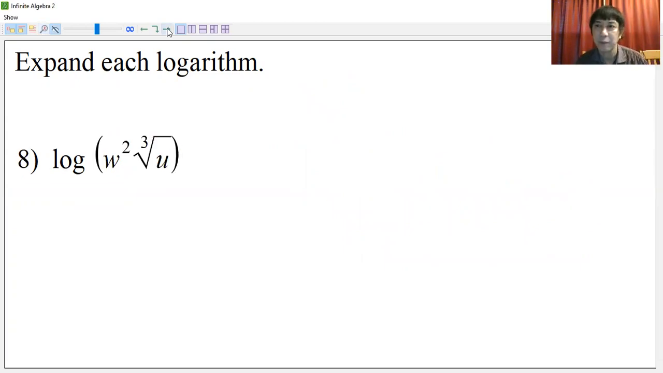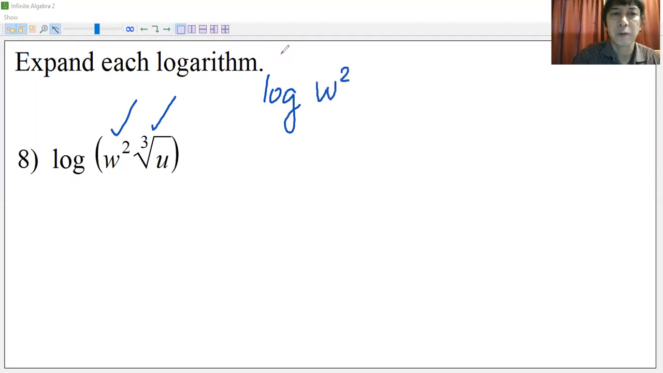Expand each logarithm, and we have logarithm of w squared cube root of u. That means w squared times cube root of u. Okay, w squared times cube root of u. So we can see this as a product of two expressions, the product of w squared and the cube root. So we can write this like logarithm of w squared, and that cube root is 1/3. That means this is times u raised to 1/3.